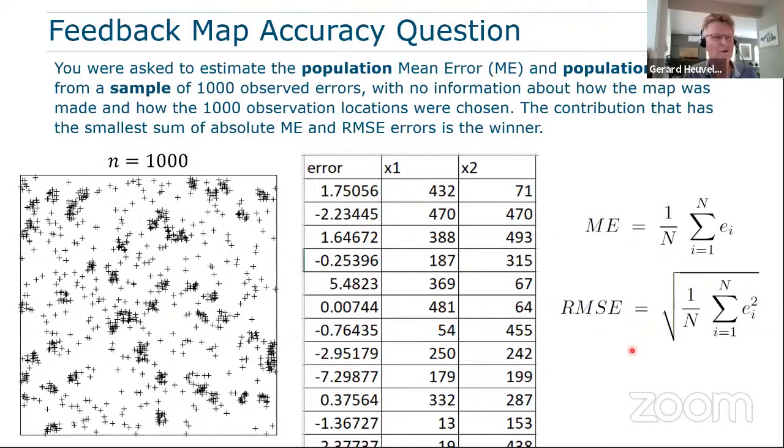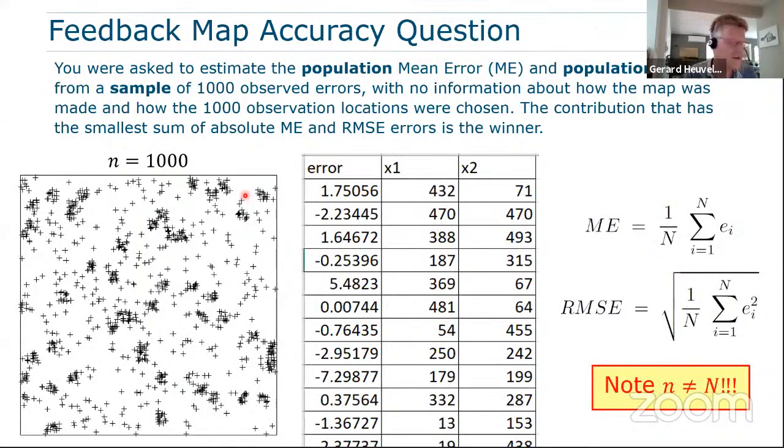And so what we want to know is the mean error and the root mean square error, but we want to know it for the whole study area. So I think the study area was 500 rows by 500 columns. So that's 250,000 grid cells, right? So this is defined for capital N equal to 250,000, because that is what we want to know. How well did we do for the whole study area? And you were asked to estimate the ME and the RMSE using a sample of only 1,000 points. And these were given to you.